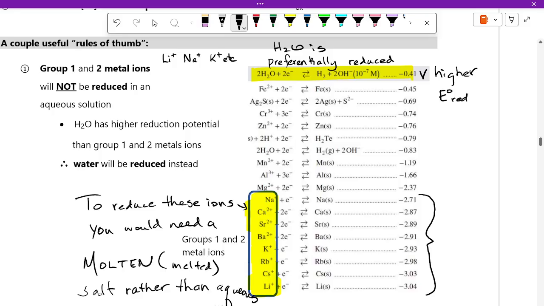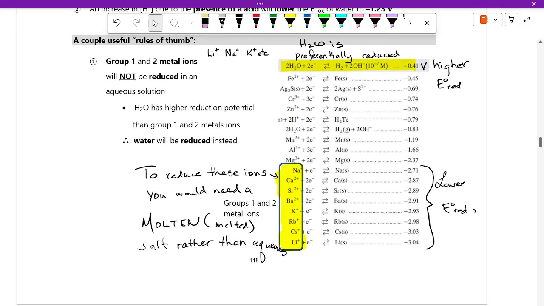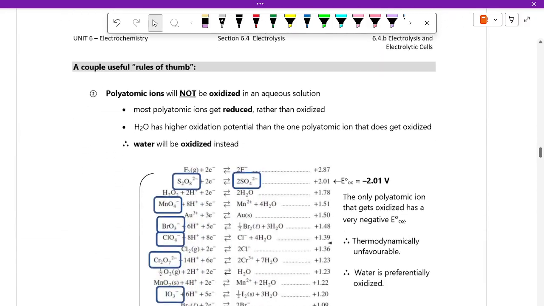Okay, and that's because we have water having the higher E naught reduction. All of these guys down here are lower E naught of reduction. We good with that? Okay, very cool. So group 1 and group 2, you can just kind of ignore them. They're all down at the bottom of the table.